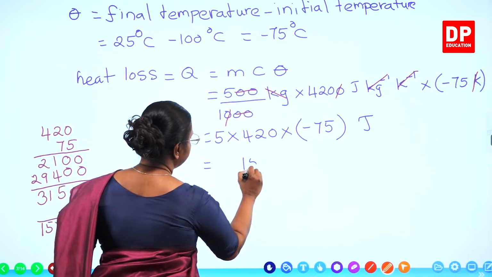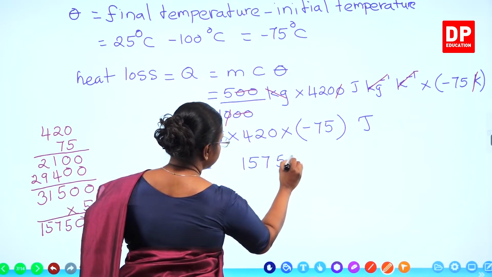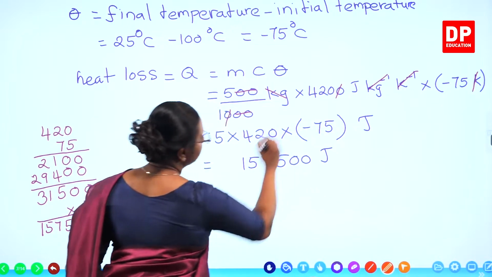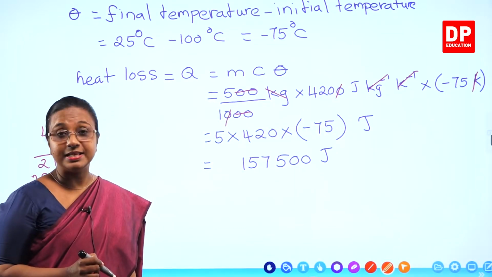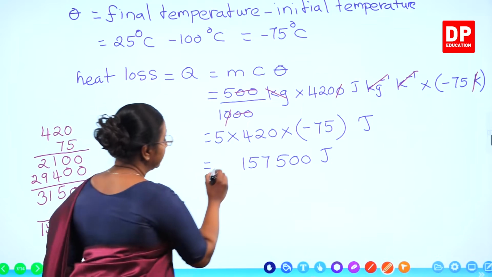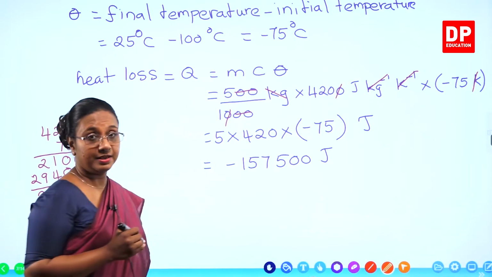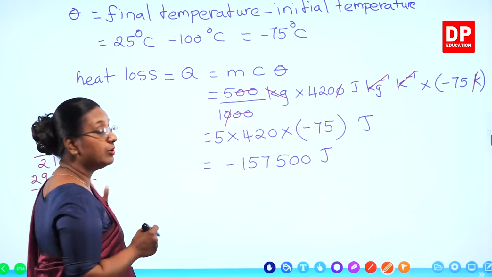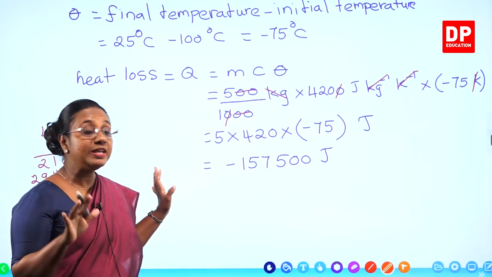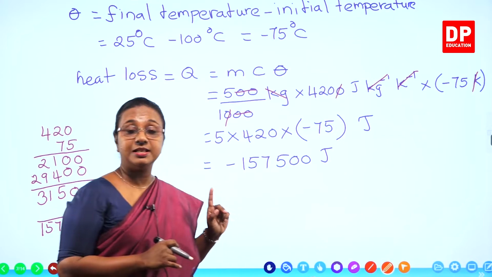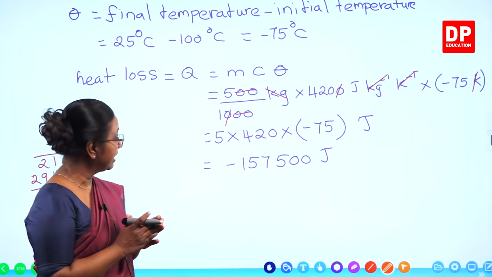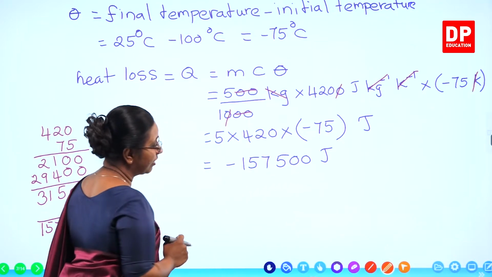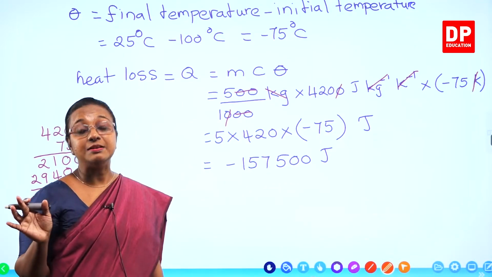157,500 joules, but here you can see there is a minus value. So that means there is a minus here. We multiply by minus 75. Here I only did the calculation with the values without considering the unit because it is a multiplication. So it's minus 157,500 joules. What does that mean?